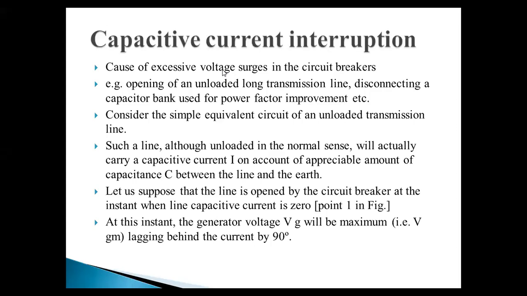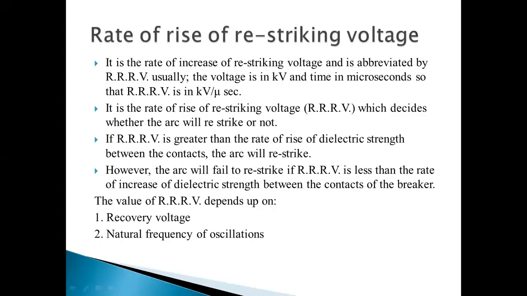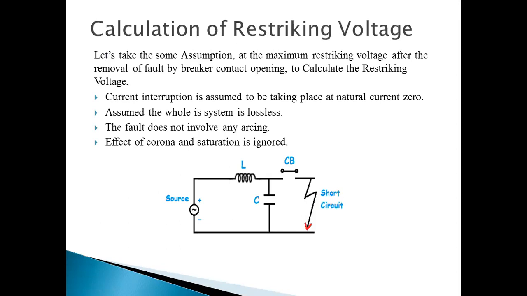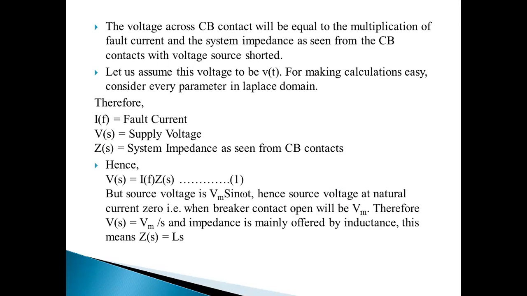Okay. So first, we'll discuss some points which we have seen in the last lecture. In the last lecture, we first saw the equation for the restriking voltage. Here we are considering one circuit where the fault is occurring between two phases, in a bus bar, and the circuit breaker is connected there. So how do we calculate this restriking voltage?